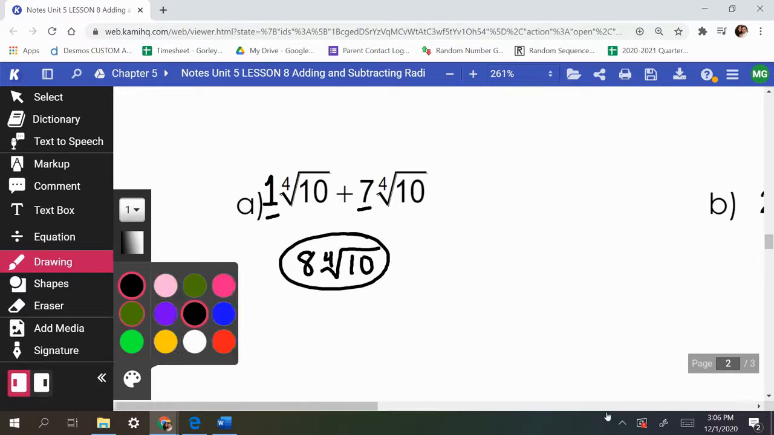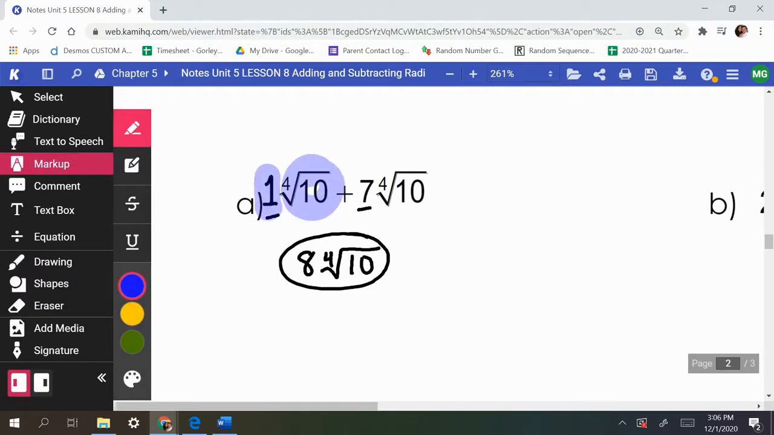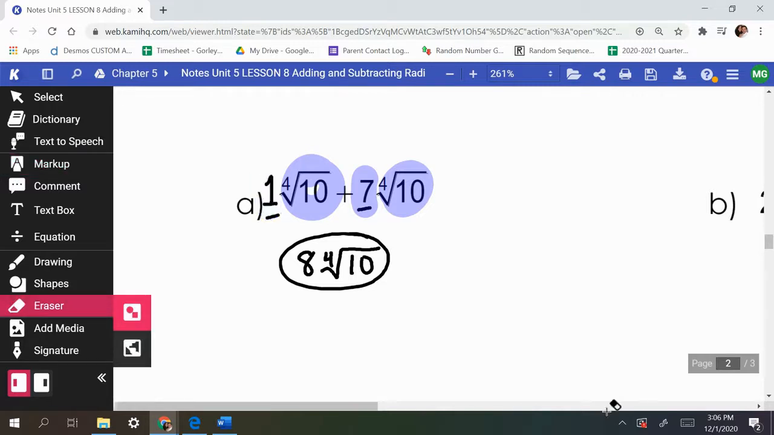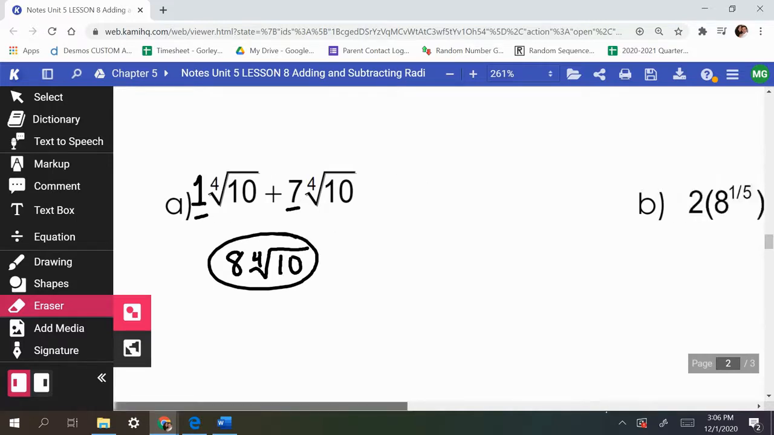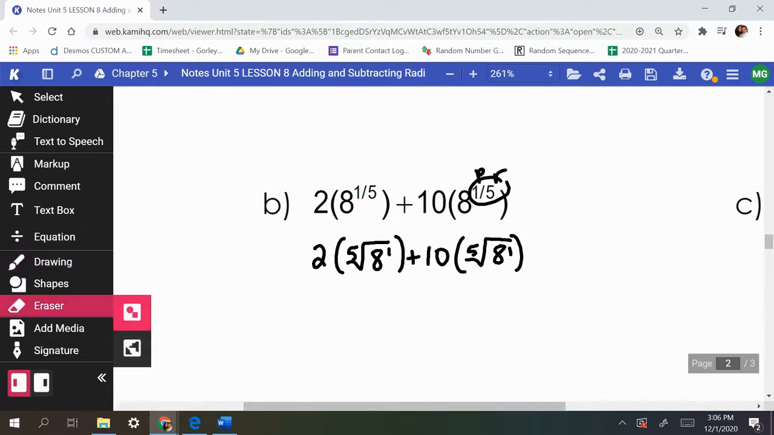Okay. I like to think about it like if I've got 1 apple plus 7 more apples, then how many apples do I have? Well, I'd have 8 apples, or 8 fourth roots of 10. Right over here, keep in mind if I wanted to rewrite this, I could rewrite it as 2 times the 5th root of 8 to the 1st power plus 10 times the 5th root of 8 to the 1st power. Remember, this is power over root when we're looking at a rational exponent.